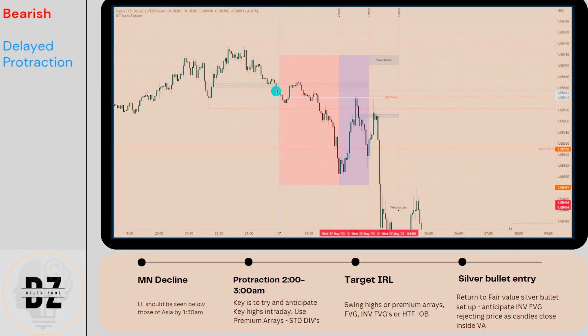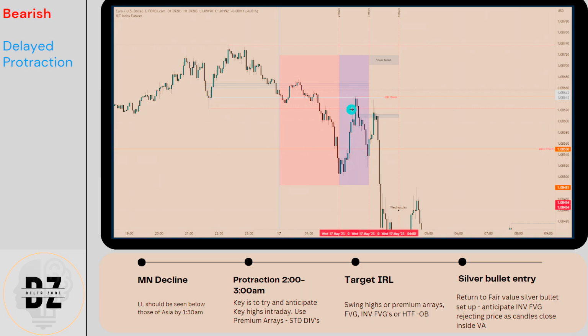So the key features I'd like to note here is the fact that we have a midnight decline, right? So a bearish trend. This sets the stage for a delayed protraction profile. Then between 2 and 3 a.m. we have the protraction. Now you'll see price trades through the swing high into this imbalance, but also into the open of this bearish order block.